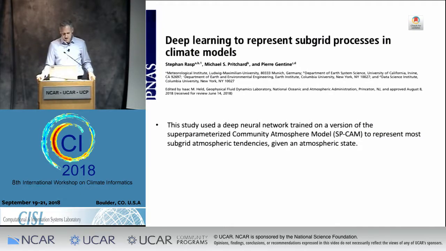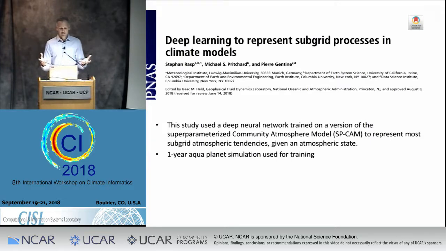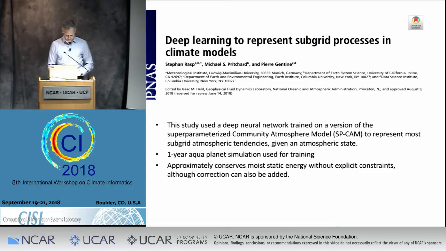Basically, they used a deep neural network trained on a version of the SP-CAM, the superparameterized Community Atmosphere Model that I just talked about, with this curtain of cells, to represent most subgrid scale atmospheric tendencies given an initial atmospheric state. They used a 1-year aquaplanet simulation of the SP-CAM for training. In aquaplanet simulations, you get rid of all continents; all you have is an ocean underneath your atmospheric model. They didn't apply any energy constraints, for example to moist static energy, but they found that this model did a reasonable job of conserving moist static energy, which is the sum of latent heat, sensible heat, and potential energy. Although they mentioned that you could also add a correction to make the energy conservation perfect afterwards.